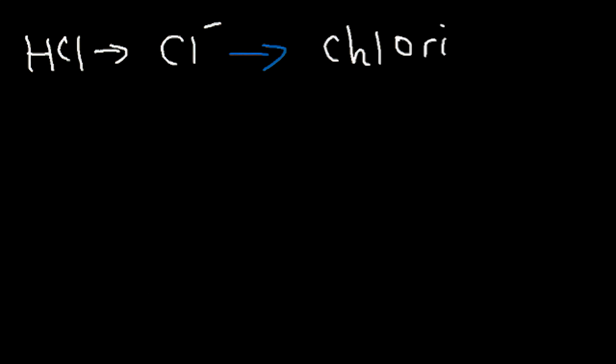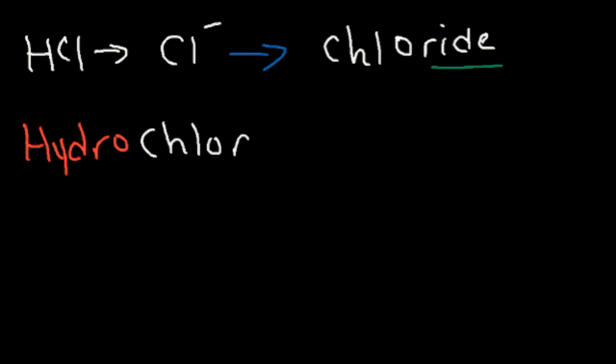Now what about HCl? How can we name that acid? The anion Cl minus is known as chloride. Because it has an IDE ending, we need to add the prefix hydro, and then instead of saying chlorine, after the R we're going to add ic, so hydrochloric acid.